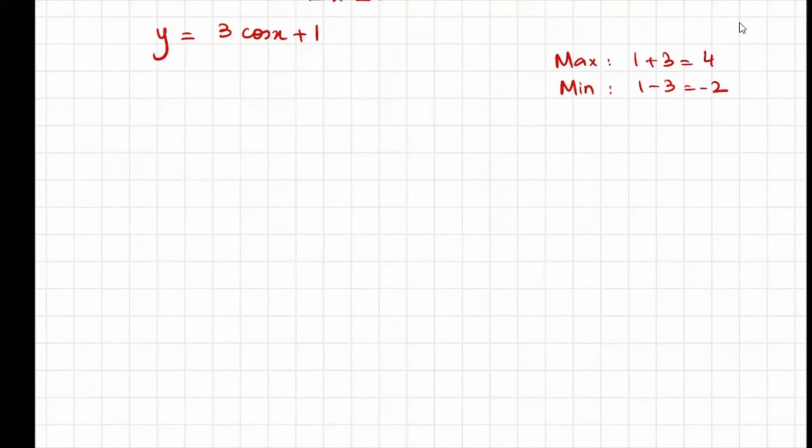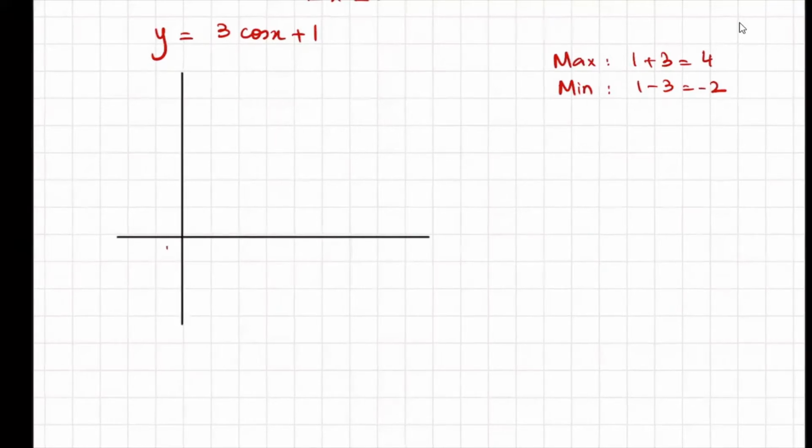So we have this x, let's make the axis first. Then let's put in the values 0, 90, 180, 270, 360. We have -2 and 4. So 1, 2, 3, 4, -1 and -2. Okay, so let's start. Maximum value is 4. So I will be starting from 4. Then I will be coming down to 1.